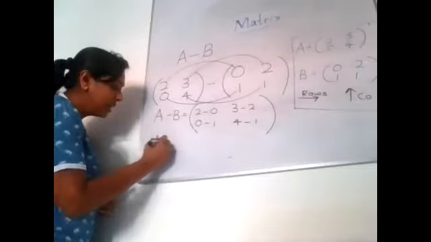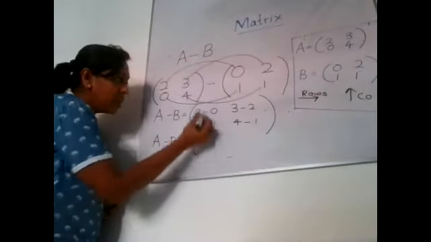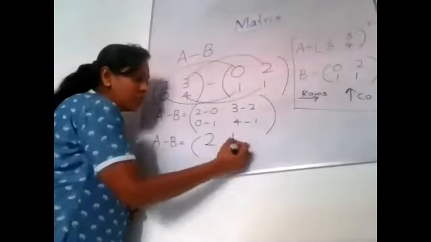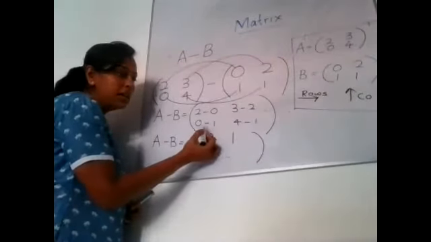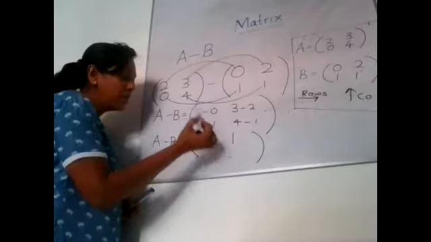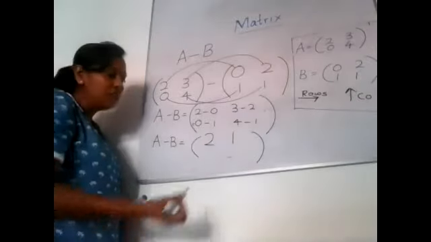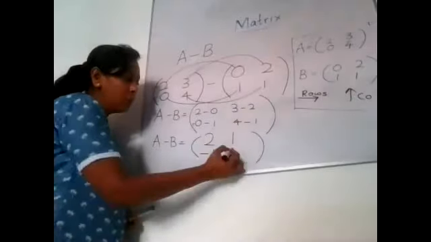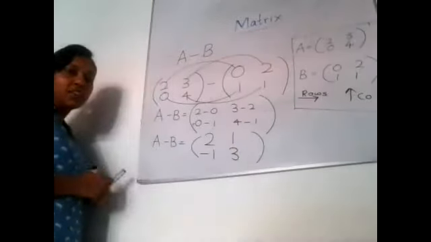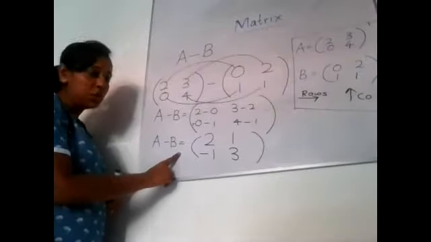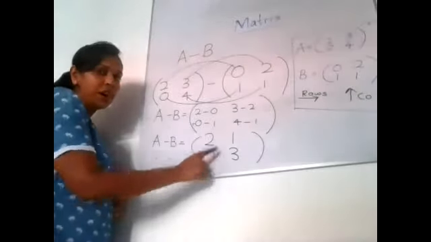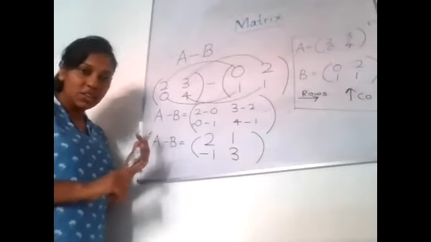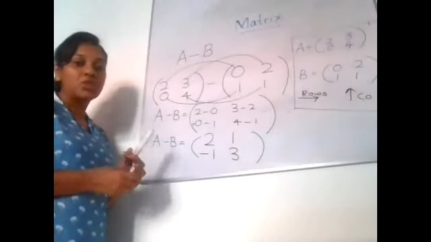Now I will get A minus B as 2 minus 0, it's 2, 3 minus 2, it's 1. Now here, the signs are not the same. In front of 0, I can put positive. Then you will get negative 1. Here, 4 minus 1, you get 3. So this is my final answer. A minus B, you will get 2, 1, negative 1, and 3, right? So now up to now, we have done one addition and one subtraction, right?